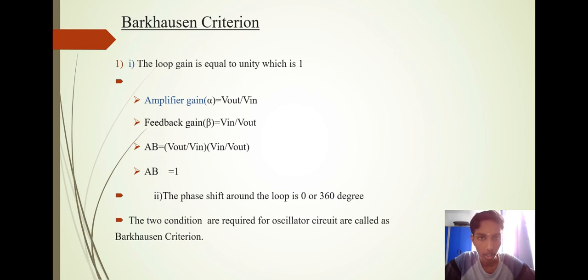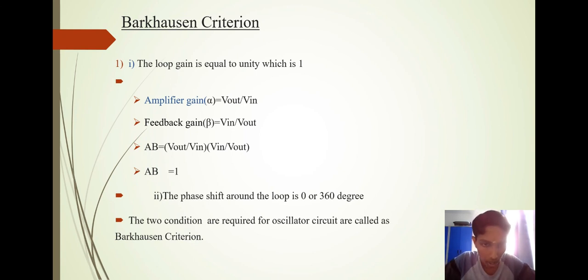So this is the Barkhausen criterion. In the Barkhausen criterion, there are two conditions. The first condition is that the loop gain is equal to unity, which is 1. The loop gain we call AB. A means amplifier gain, and B is feedback gain. The formula of the amplifier gain is V output over V input, and the feedback gain is V input over V output. To get AB, the loop gain, we multiply the amplifier gain and the feedback gain. So we finally get the answer, which is 1.